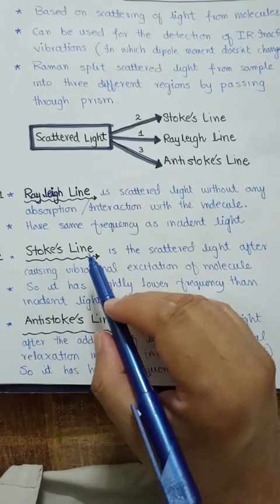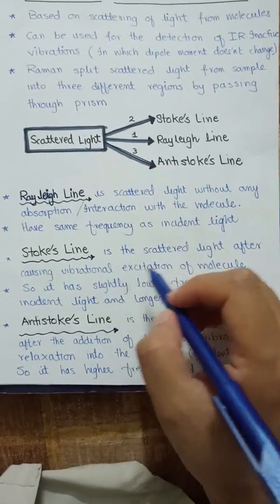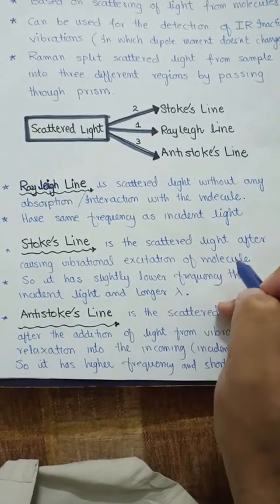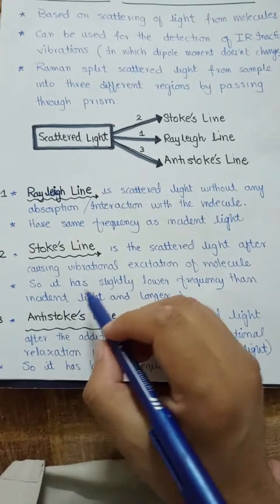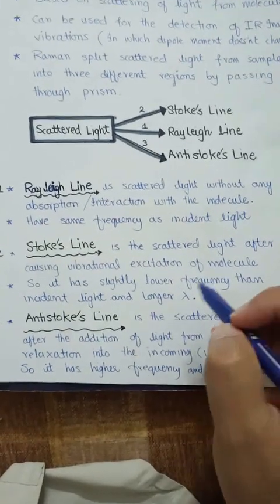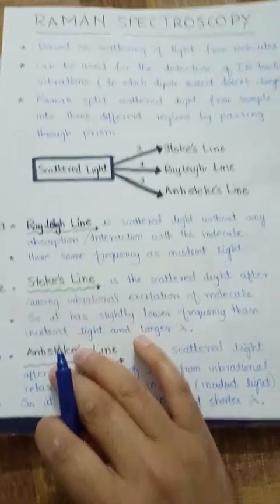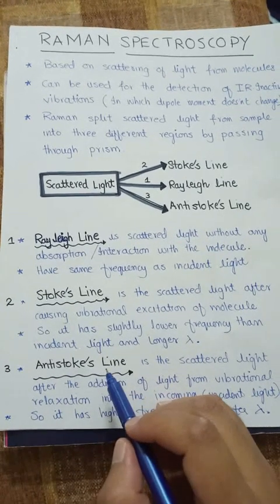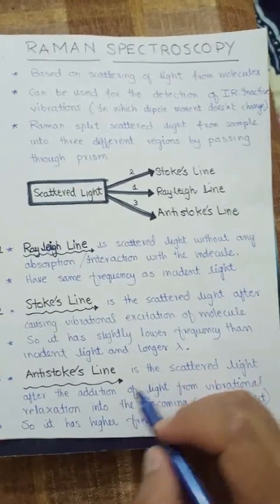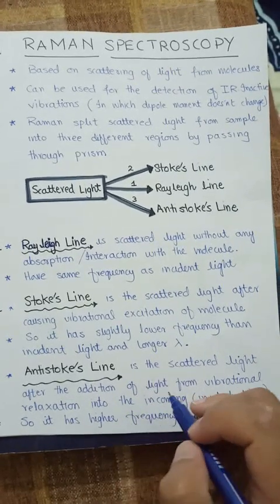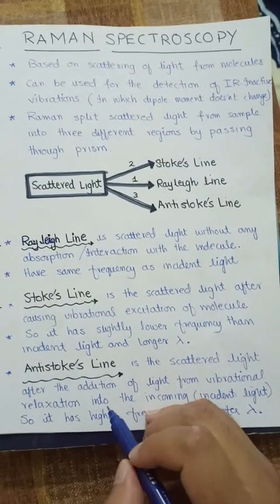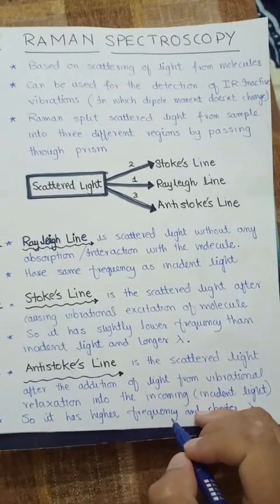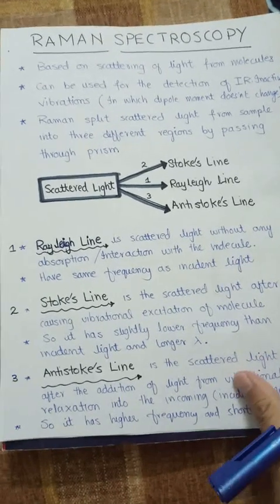The second line is the Stokes line. Stokes line is the scattered light after causing vibrational excitation of the molecules, so it has slightly lower frequency than the incident frequency. The third one is the anti-Stokes line. Anti-Stokes line is the scattered light after the addition of light from vibrational relaxation into the incident light, so it has higher frequency and shorter wavelength.